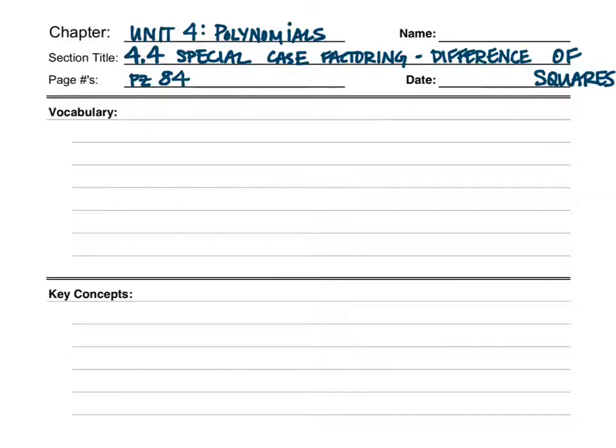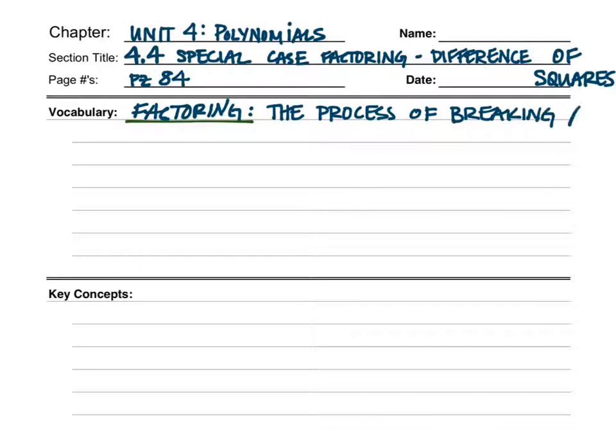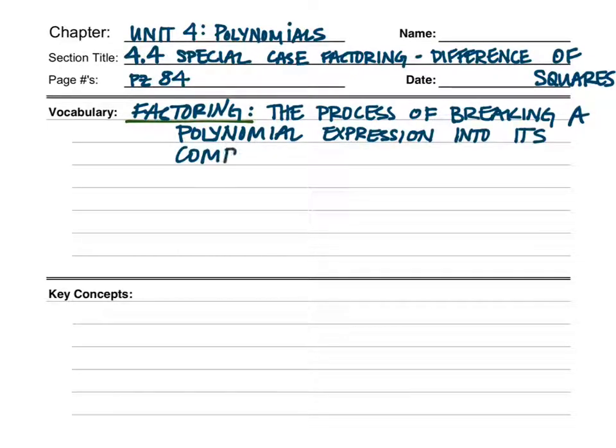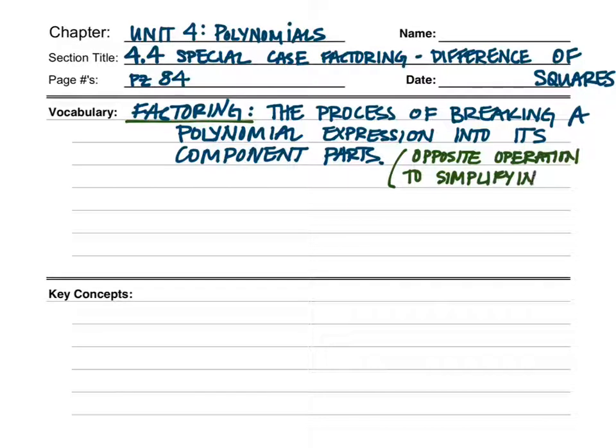So in this unit we have defined factoring as the process of breaking a polynomial into its component parts. So again, that definition of factoring is the process of breaking a polynomial expression into its component parts. And essentially, factoring is the opposite operation to simplifying. So make sure that that's on your page, written in green here: the opposite operation to simplifying. The next vocab word we're using is difference of squares, which is the title of this section.